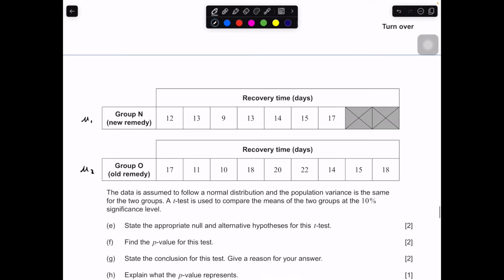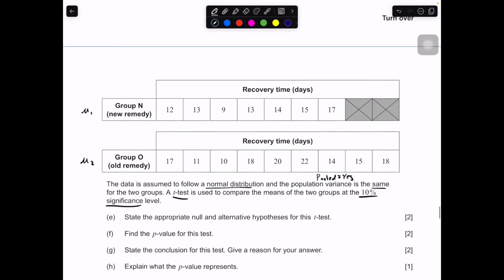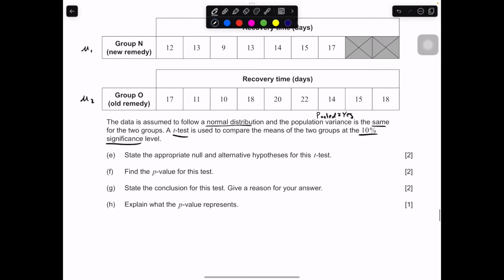The data is assumed to follow a normal distribution, and population variance is the same. What they're saying is that on the calculator you can write pooled is equal to yes. For the two groups, a t-test is used to compare the means of the two groups. So we're using a t-test, and our significance level is 10%. State the null and alternative hypotheses for this test.